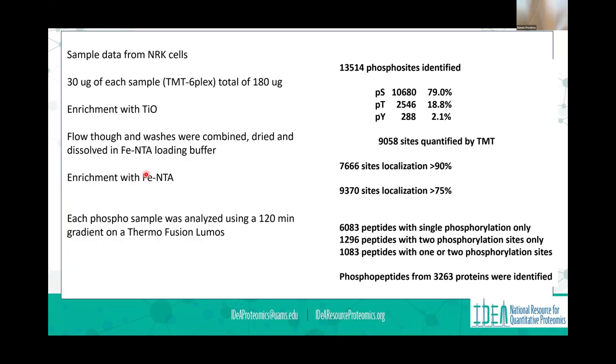So it passes the realistic figure. We didn't get 10% phosphotyrosine. If you get 10% phosphotyrosine, something's wrong, because 10% aren't going to be tyrosine. It's going to be between 1% and 3% usually. And of these sites identified, we quantified over 9,000 of them. And over 7,500 had site localizations greater than 90%, and over 9,000 were greater than 75%.